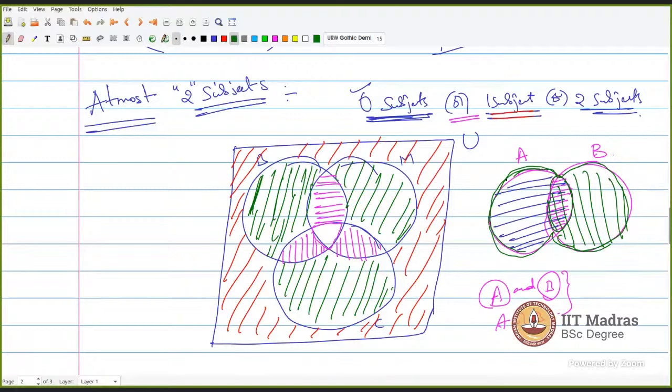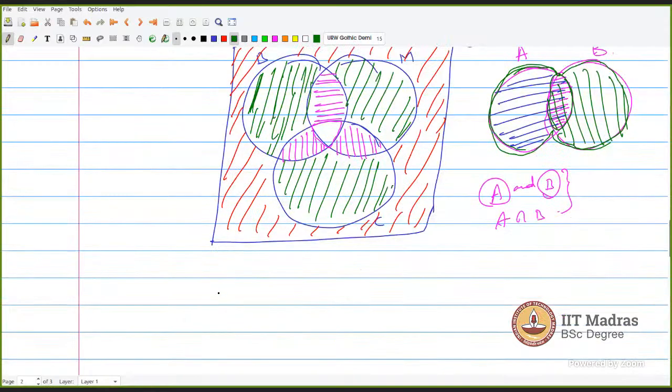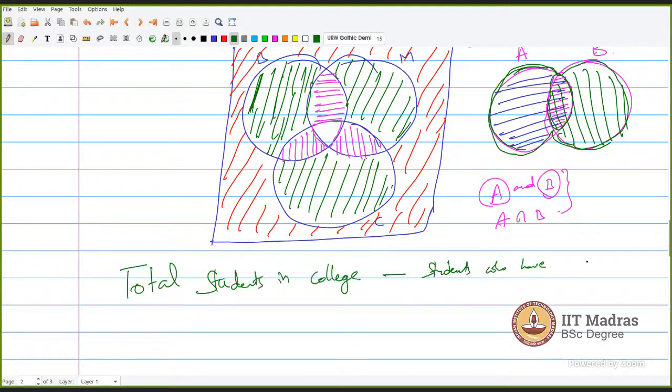Sir, here in the three-set problem, how do we calculate the number of students who took 0 subjects? Is there any formula? We can subtract: 400, the total students in college, minus the students who have chosen at least 1 subject. Basically 100.